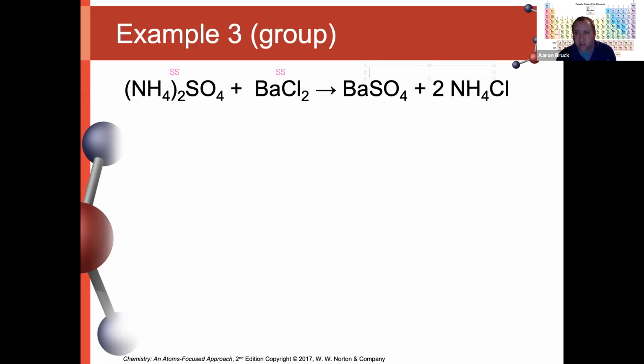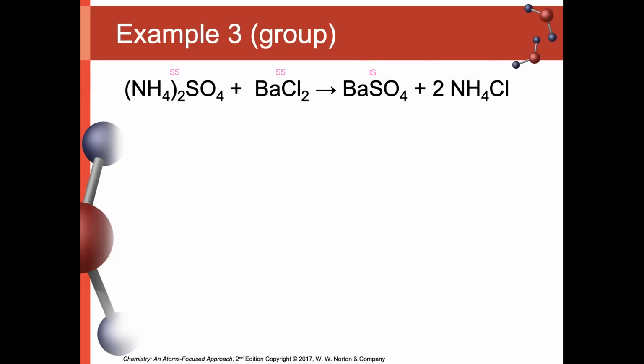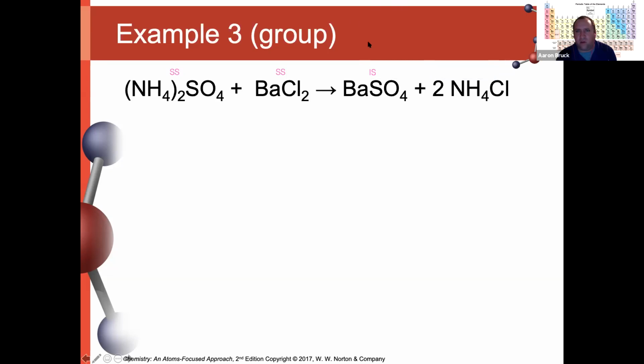Remember, the exceptions for the sulfate are your heavy alkaline earth metals, so your calciums, your strontiums, your bariums, and the same ones that are the chloride exceptions, your lead 2 and your mercury 1. Silver's not one of them. So we have in here, this is insoluble. Okay, last one, the ammonium chloride. Soluble. Also soluble.